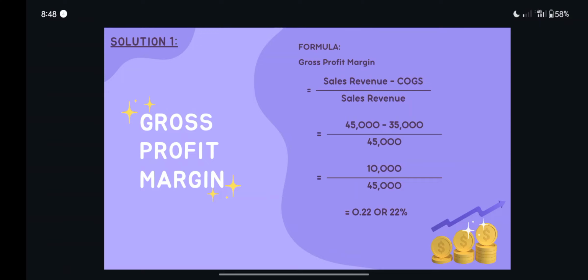Sales revenue is 45,000 and cost of goods sold is 35,000. So that 45,000 minus 35,000 over 45,000 is equal to 10,000 over 45,000. And the final answer is 0.22 or 22%.